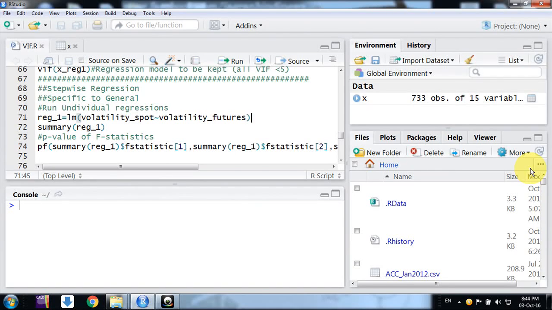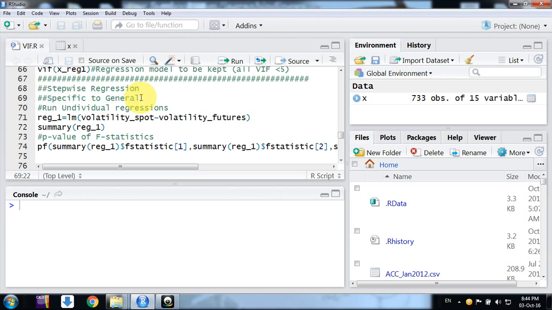Hello friends, welcome. In this video, I will discuss how to do a stepwise regression with the specific to general approach. Friends, in my last video, I discussed how to do general to specific stepwise regression. So here I'm just using the opposite approach.